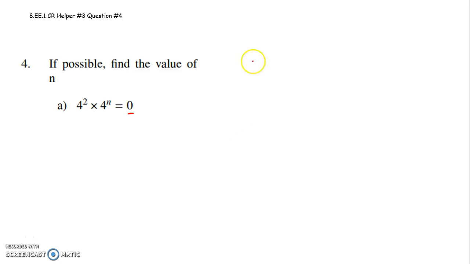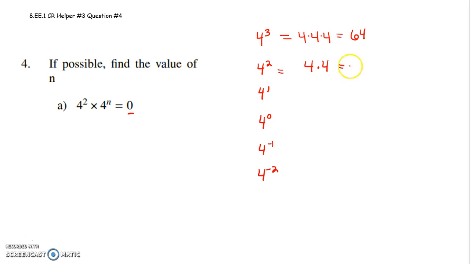So I'm just going to write out some powers of 4 for you. I'm going to do 4 to the third, 4 to the second, 4 to the first, 4 to the 0, 4 to the -1, 4 to the -2. Okay? So 4 to the third means 4 times 4 times 4. 4 times 4 is 16, times 4 is 64. 4 to the second means 4 times 4, which is 16. 4 to the first means 4.